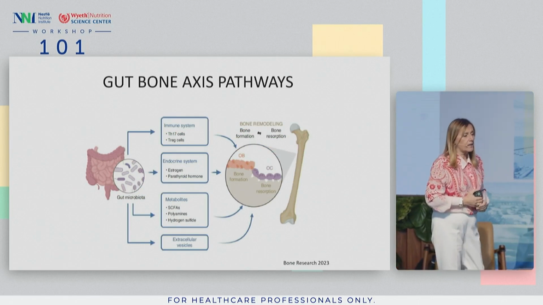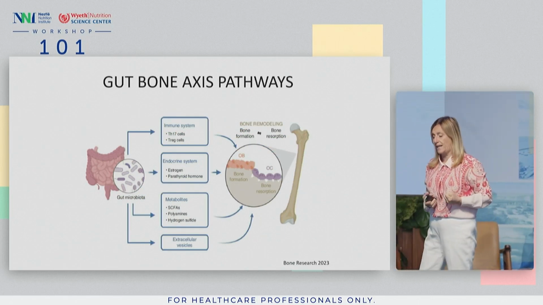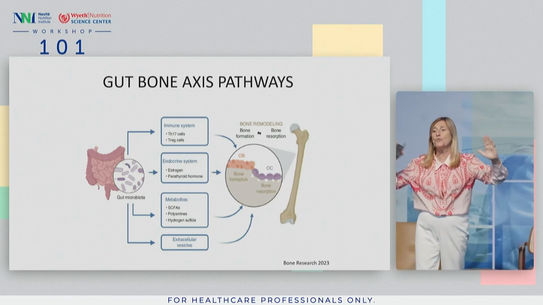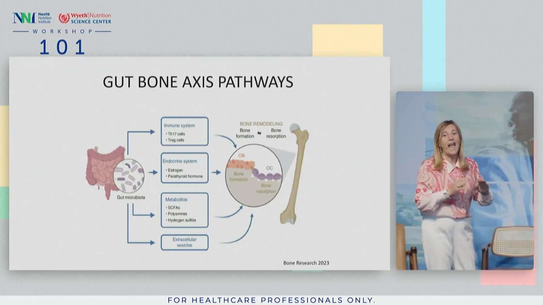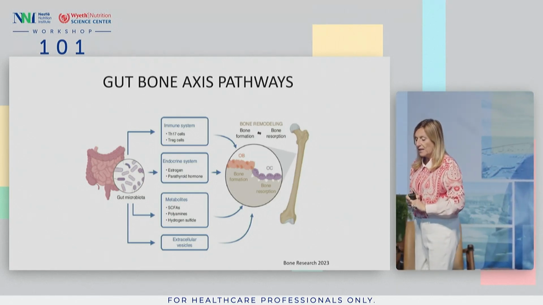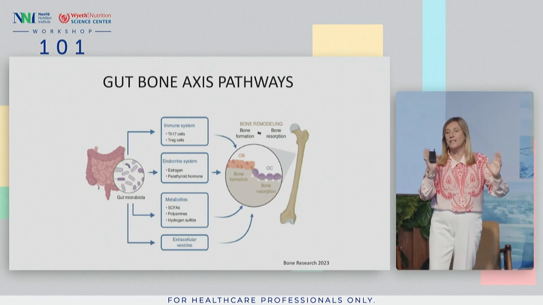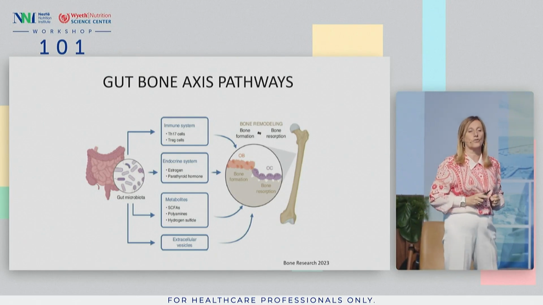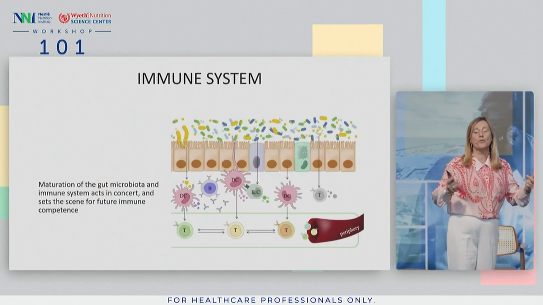So the gut-bone axis basically relies on different pathways. First of all, the immune system, and especially the Th17 cells and the Treg cells. Then we have the endocrine system. Then we have the metabolites, like short-chain fatty acids and others. And then we have the extracellular vesicles. But let's go step by step. Let's go to the immune system.